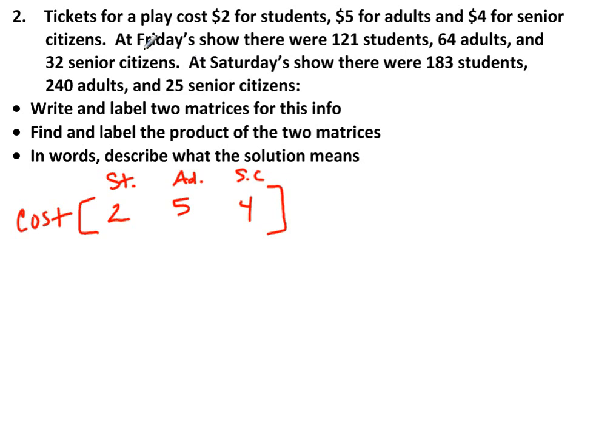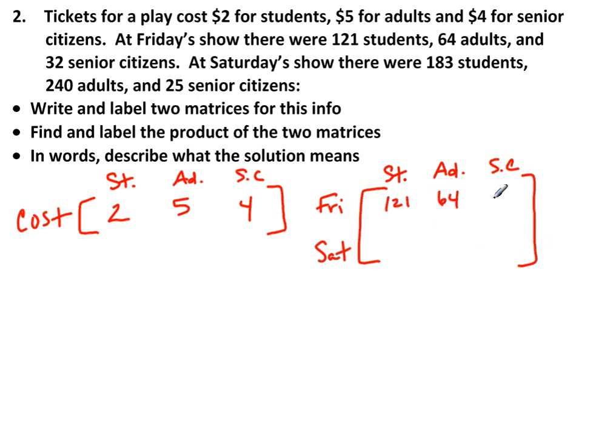So I know the students pay $2, the adults $5, and the senior citizens $4. My second piece of information talks about how many tickets for each type of person were sold on the two different days. So I know that I had two different shows. One was Friday night, the other was Saturday night. And again, I have my types of people, my students, my adults, and my senior citizens. At Friday's show, we had 121, 64, and 32 respectively. And then Saturday, we had 183, 240, and 25 respectively.